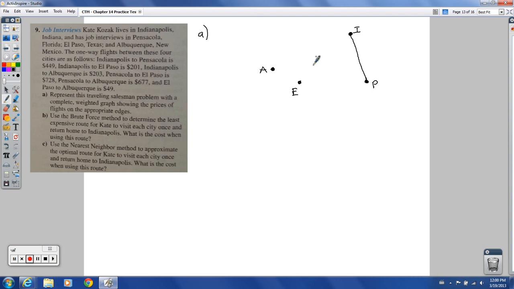And so we've got the one-way flight prices from each city to each other city because it's a complete weighted graph here. And so I need to make connections between every single city. Have I done that here? It looks like I have, I believe. Yep, there's an edge connecting each one there. And now we're going to give this graph some weights, some values. Indianapolis, Pensacola, $449 right there, $449.